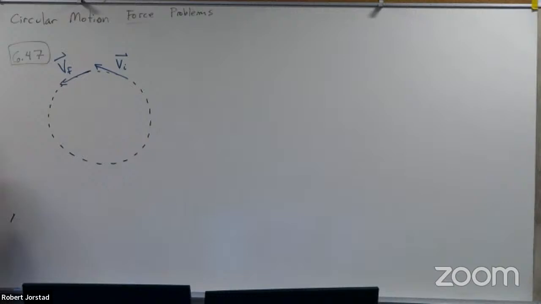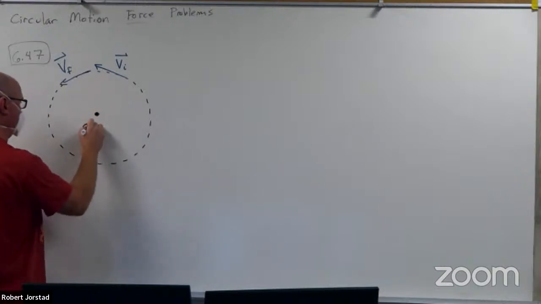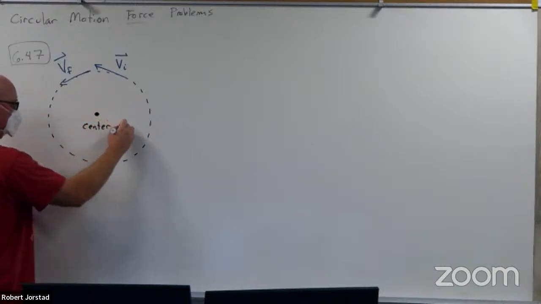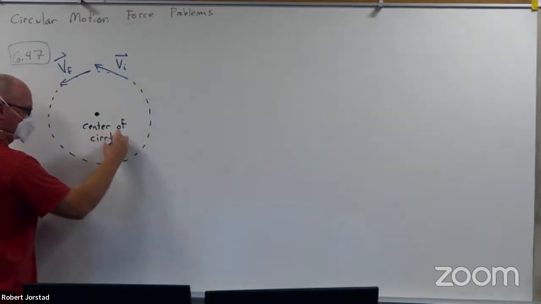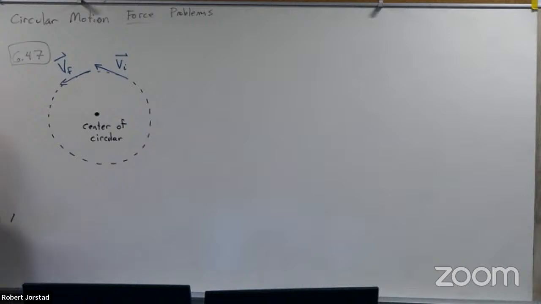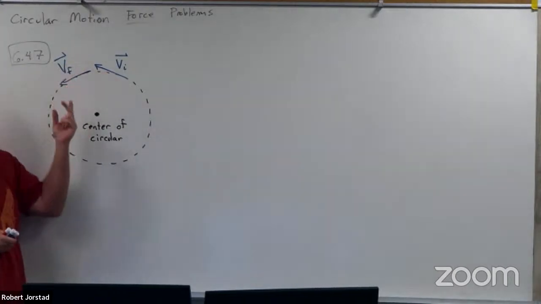Now, I know from experience here, I'm just going to put a dot at the center of the circle. That's approximately the center of the circle. Did you say they have the same speed and the same velocity? Yes, they have the same speed, but not the same velocity, because speed is just how fast. Velocity is how fast and direction.